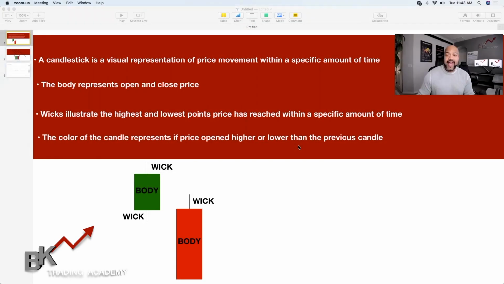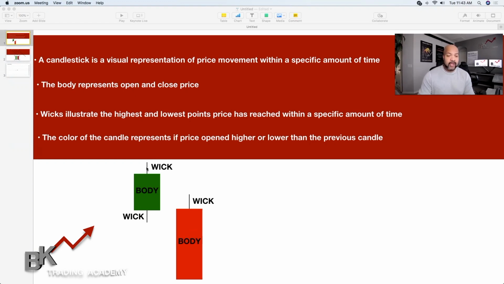All right, guys, I have some visual aids for you, and I promise it's going to get a lot better, but take a look at this so you can understand the definition of a candlestick and what it represents. First, a candlestick is a visual representation of price movement within a specific amount of time. Secondly, the body represents open and close. This is the body, the very thick part of the candle. And then the wicks illustrate the highest and lowest points price reaches within a specific amount of time.